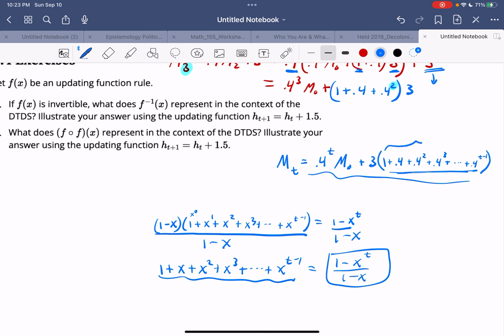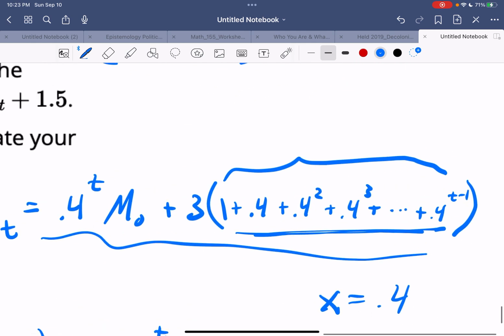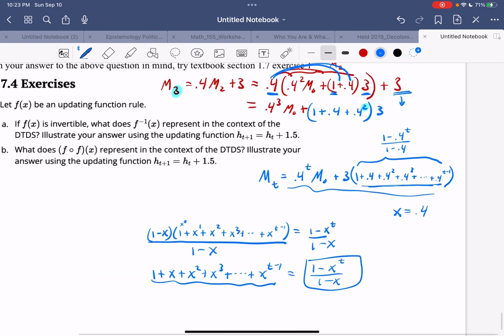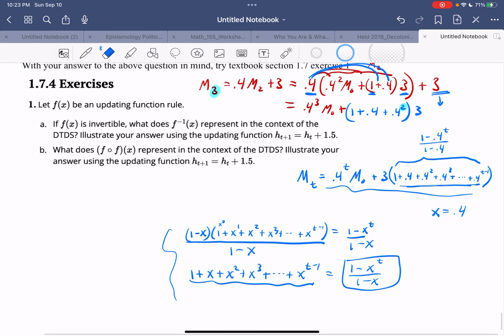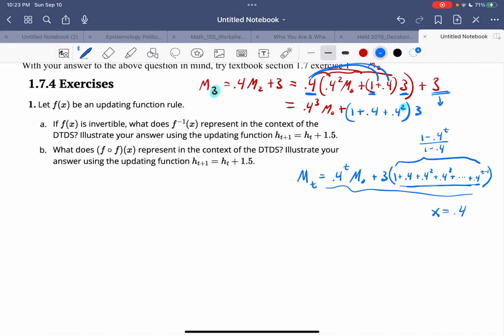And hey, look, here's a long, gross expression. And this is the case where x is 0.4. So that long, gross expression is the same thing as 1 minus 0.4 to the t over 1 minus 0.4. Which means, oh, and there's no reason you would know this, that is called a geometric sum. We might eventually talk about that.